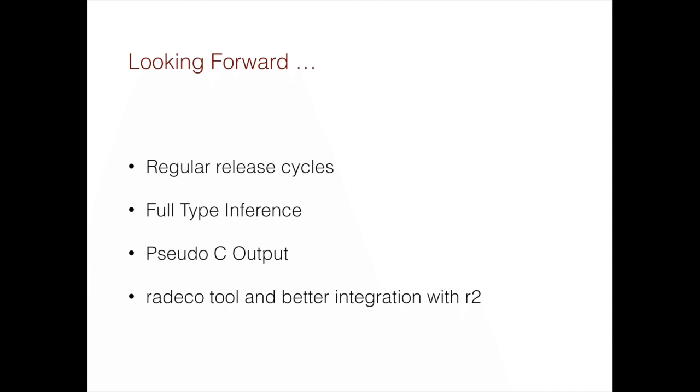So moving forward, what am I planning to do as a part of this project? I plan to have regular release cycles and coordinate them with the R2 release cycles, and implement a major feature in every single one of those. So for the upcoming cycle, I plan to have full type inference and pseudo-C output available. They're mostly there except for the connecting pieces which link them to the other parts. So it shouldn't be too hard to get that up and running.